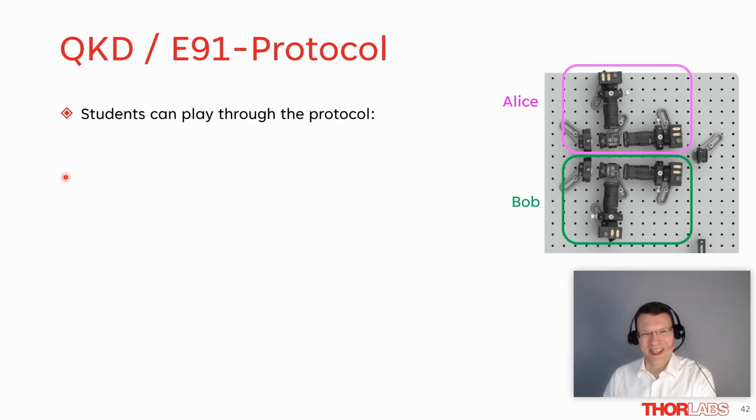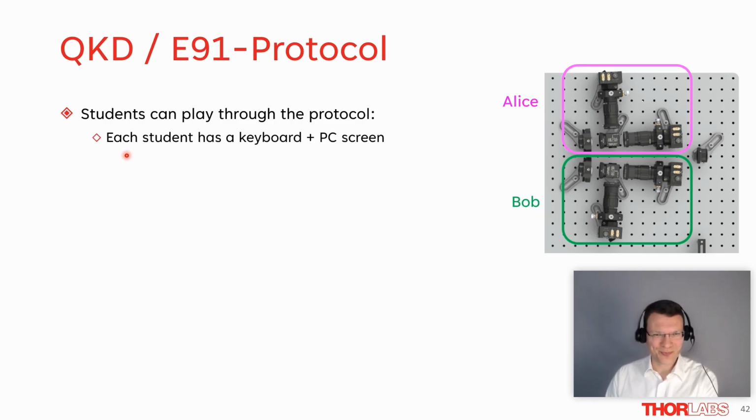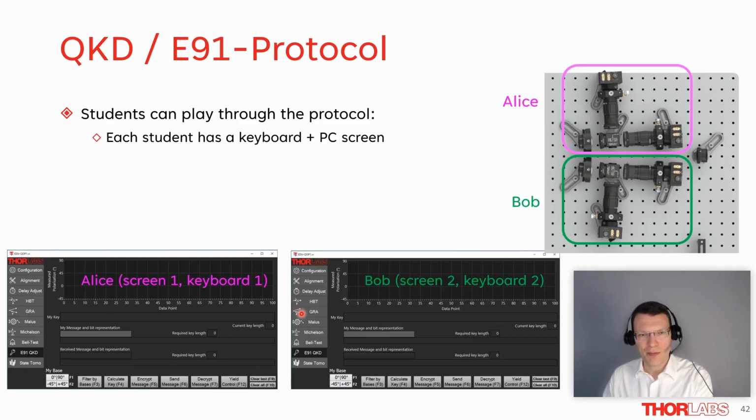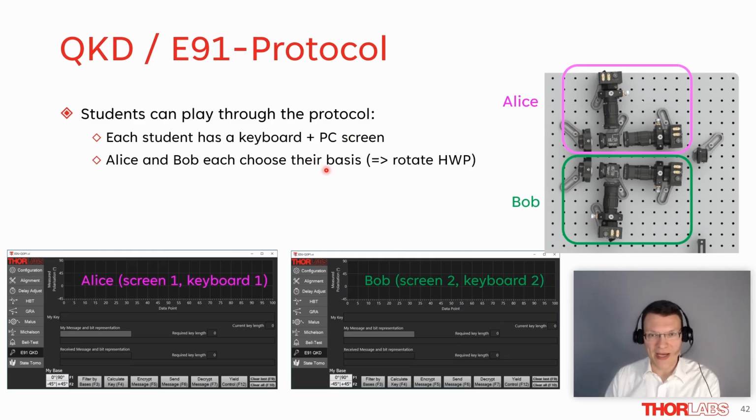And now the cool thing is that the students can really play through this protocol. You have to picture it like that. Each student has their own keyboard and PC screen, because again, we already implemented that in the software for you. So what Alice sees on her screen is this. Bob similarly sees this screen. And now what you will want to do is to have some visual block between the two. So you either have a little curtain or a piece of cardboard or whatever. And then the two of them manually set their bases by just rotating their half-wave plate.